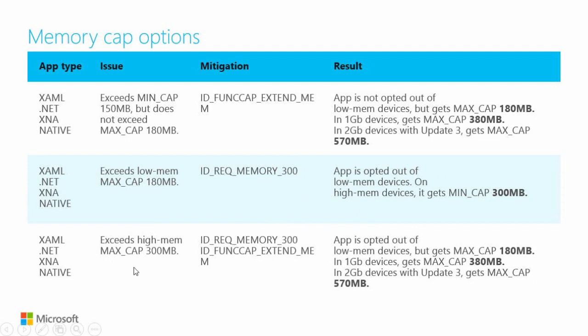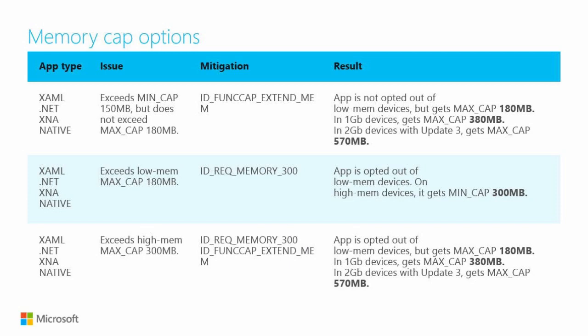And then if we go down here, this is our extended high memory cap. So we're saying that we want to have access to the extended memory and that we won't run on any device below, I believe it is actually 180. And we get a max cap of 380. And then if you look at the 2 gig devices, we can go all the way up to 570. So that's how you set that inside your memory cap options inside of your app manifest.